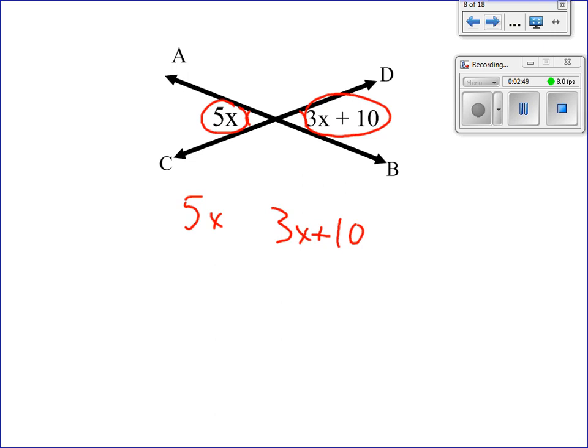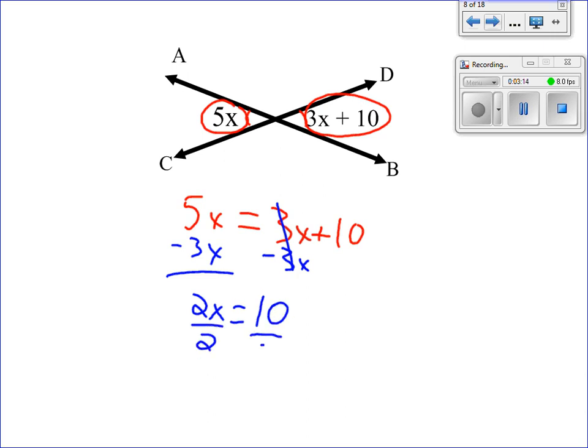So remember, I'm asking myself, are they congruent or are they supplementary? These are congruent, they are equal. They are vertical angles, so let's set them equal to each other. Since these two angles are equal, I just set them equal to each other and I have an equation. Now I know I just have to solve this equation for x. I subtract 3x from both sides. I get 2x equals 10. Divide by 2, divide by 2, x equals 5.